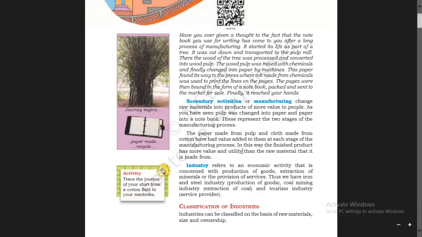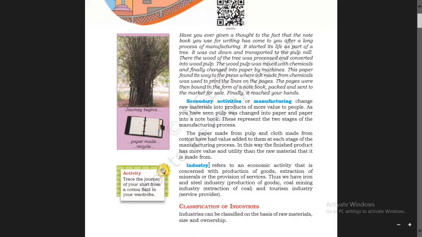Finished product means when it is ready for using. That is called a finished product, children. So when it is finished or ready to use, it has more value and utility. Utility means useful, more than the raw material that it is made from. So after making it, finally when it is ready for use, at that time its utility increases more than the raw material that it is made from.